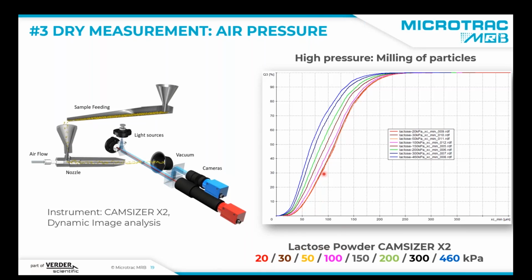Here we have measured a lactose powder, and at low pressure, 20, 30, 50, the result is very repeatable, so there's not much happening. And then at higher pressure, you see it gets gradually finer. This might be an indication of destruction or milling of particles, which can happen if your dispersion force is too high. It very much depends on how fragile your sample is, and it has to be decided case by case. It's always a good idea to make some trials at different pressures and then think about what is happening and what is the dispersion state you would like to observe.